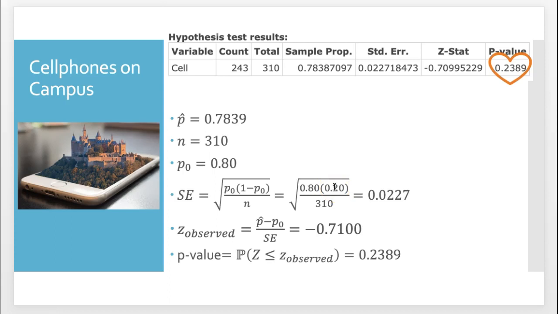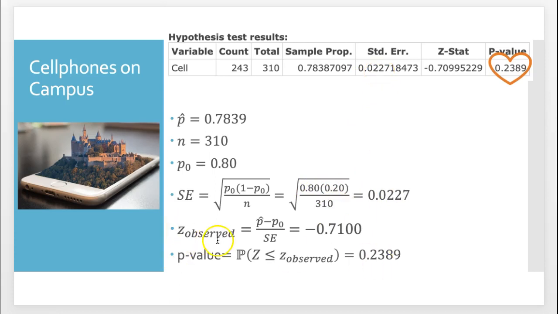Remember, we're plugging in the null hypothesis value here and 1 minus the null hypothesis value here. Notice that for confidence intervals, the standard error used p-hat: we would have plugged in 0.7839 and 1 minus 0.7839. That's because confidence intervals are purely data driven, whereas hypothesis tests are always centered around the null hypothesis claim. That's how they get this number here.